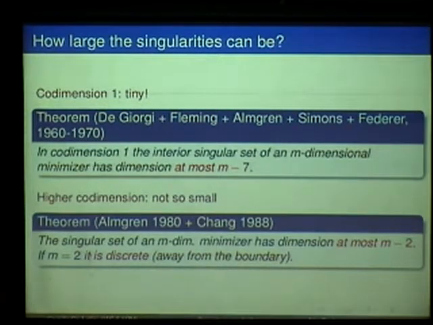There is a famous theorem by Almgren, proved around the 70s, and I think typewritten in 1980, which tells you that the singular set of an m-dimensional minimizer has dimension at most m-2 in general. There is a refinement of this theorem, due to Chang in 1988, which tells you that in the two-dimensional setting the interior singularities are actually discrete, so they are isolated. Note, they are not finitely many, because the theorem of Chang does not exclude that the singularities might accumulate towards the boundary. But as long as you stay in the interior, singularities are isolated.